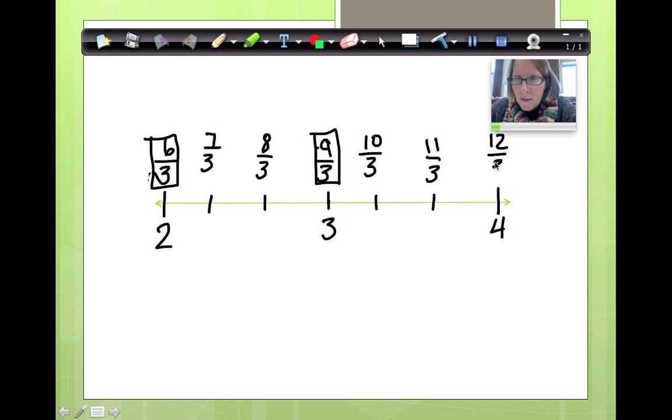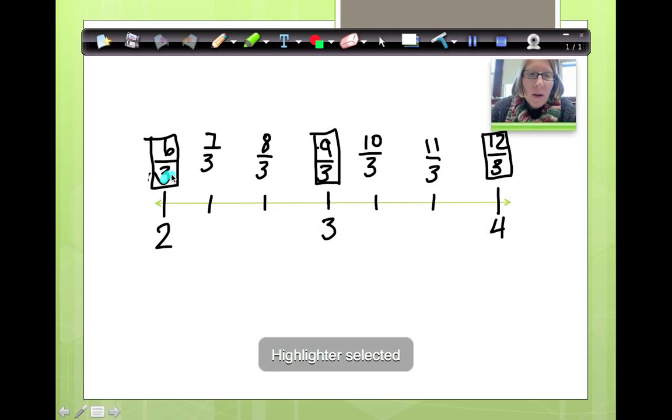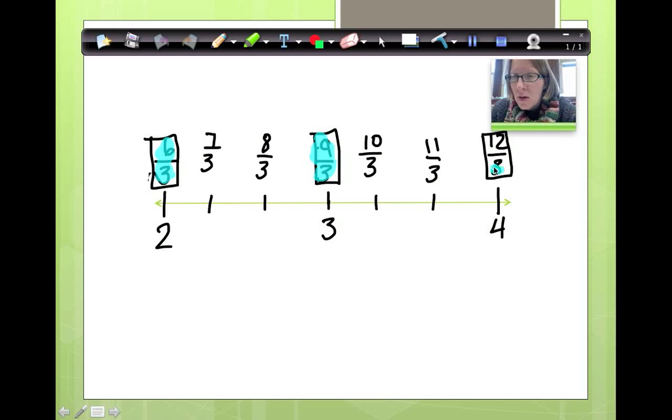Now wait a minute. Is 12 thirds equivalent to 4? Well, what's 12 divided by 3? Is that 4? It is, isn't it? Isn't that cool? Alright, so I'm going to just color in my equivalent fractions just because I want to. I just really want you to see them on my screen. So 6 thirds is equivalent to 2. 9 thirds is equivalent to 3. 12 thirds is equivalent to 4.